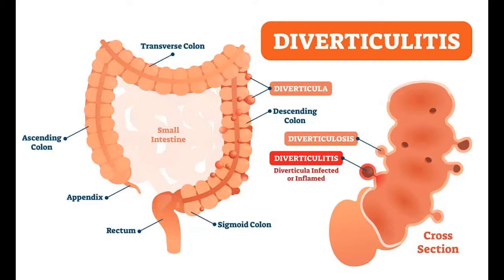Now, if you have diverticulosis, what are some symptoms? The normal symptoms include abdominal pain and bloating, constipation and diarrhea, flatulence, blood in the feces, however it is usually minor, and anemia.